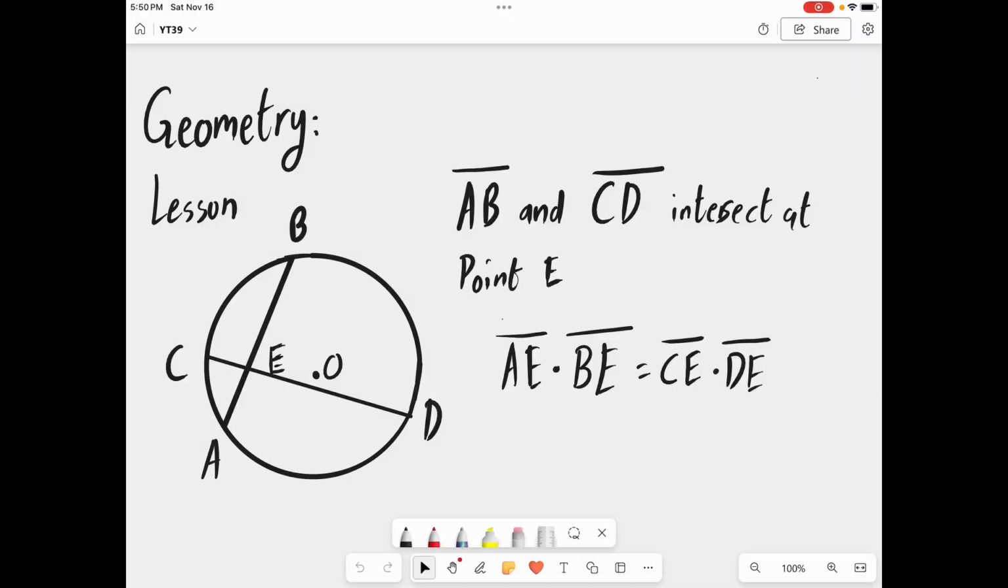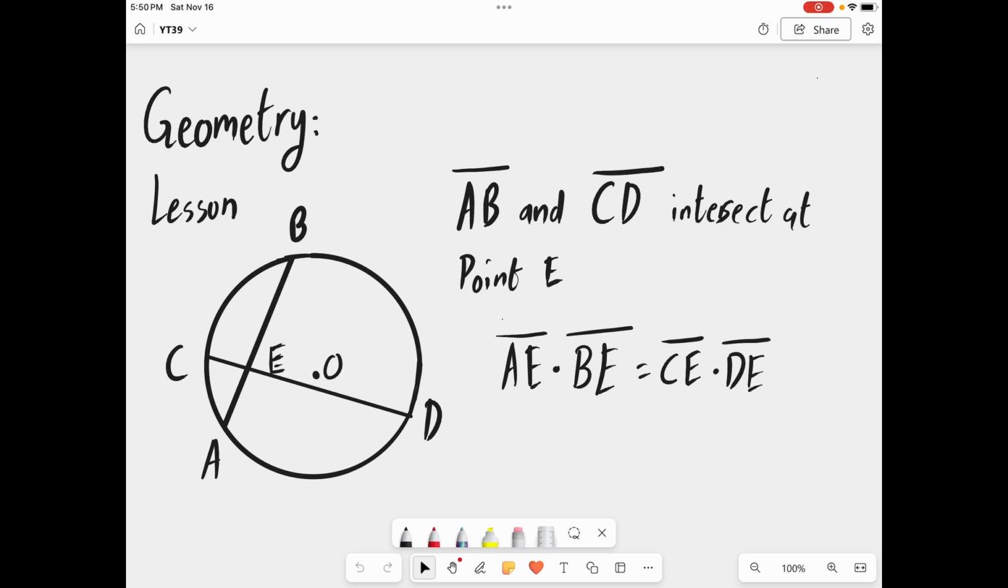Today's lesson is about intersecting chords. If you remember from our circle terminology video, a chord is when we connect two random points on a circle with a line. If we have two chords, AB and CD, and they intersect at a point E, the length AE times the length BE is equal to the length CE times the length DE.